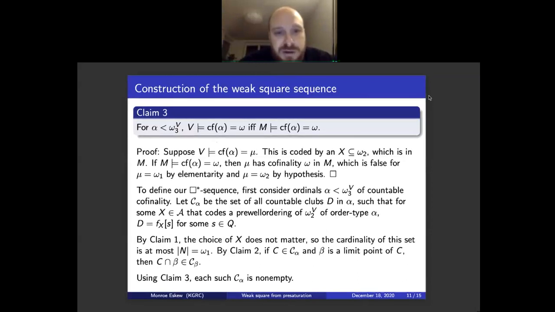Okay, claim 3 tells us that each such C alpha is non-empty. Now, I didn't write the argument here, but it's simply that you can take a witness in V. Let's say alpha has cofinality omega, then V thinks that as well, and you can take an X coding a surjection onto alpha, and you can take the omega sequence cofinal in alpha, and the inverse image of that under this X from V is also in V, so that's going to be one thing in C alpha. So these are all defined.